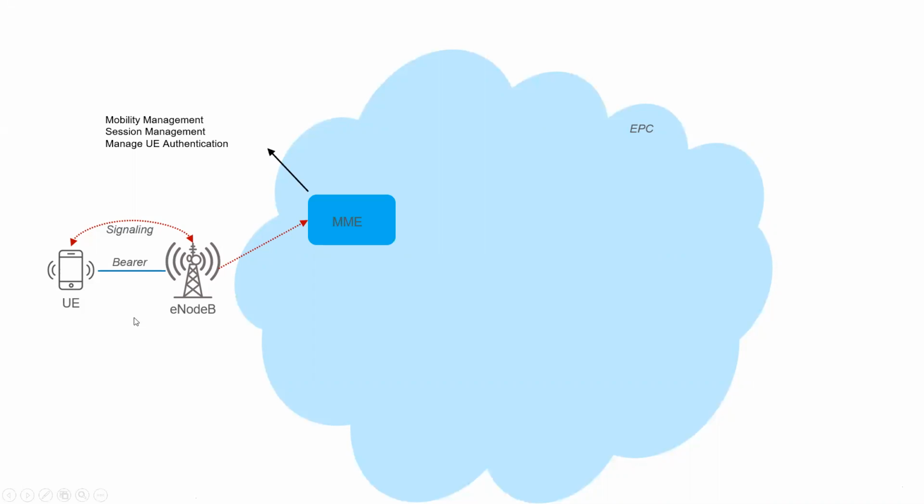Say once a user connects to an eNode B, there will be signaling traffic. So the eNode B will send the signaling traffic towards the MME. So MME is responsible for the mobility management of a UE if we move from one eNode B to another eNode B, and also for session management and also authorizing a user, a UE, towards the EPC network.